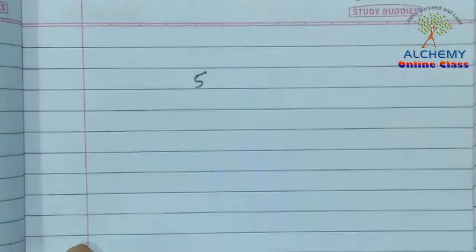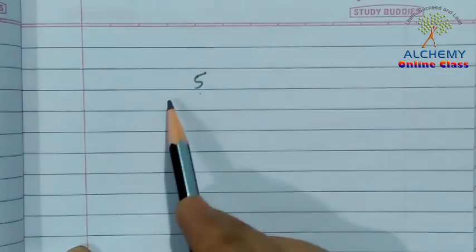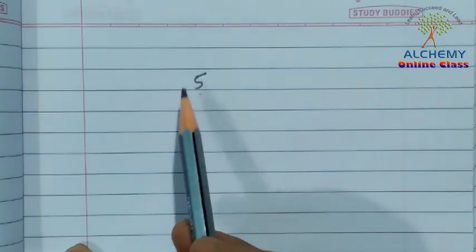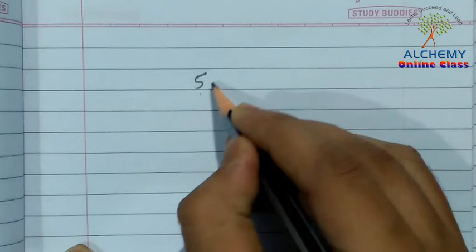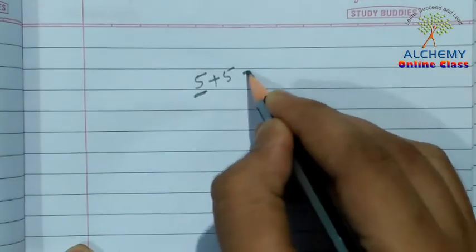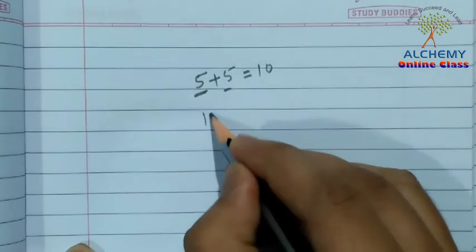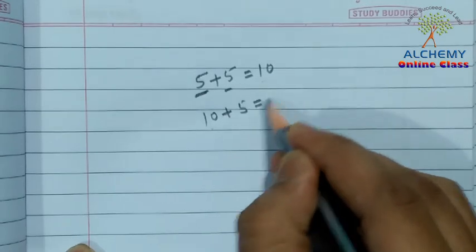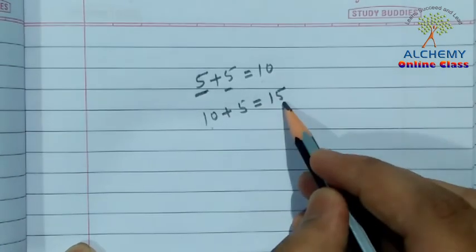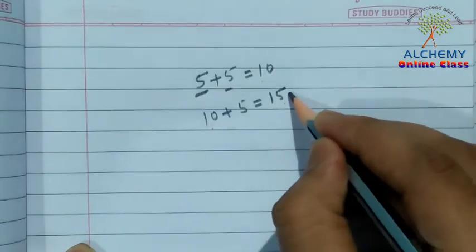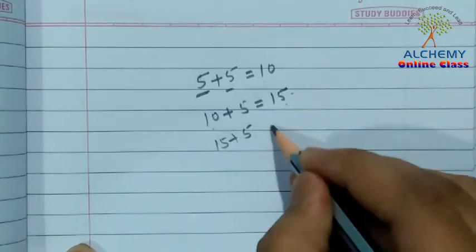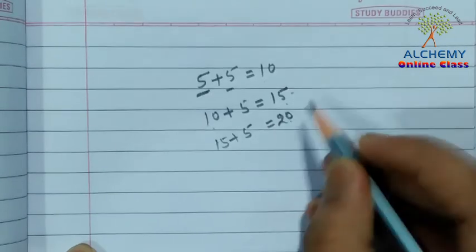So let's find out how we can find the multiples. We can understand it by taking an example. Suppose that we have the number 5, and we know that this 5 is a multiple of 5. So when we add 5 to this 5, we get the next multiple after 5, which is 10. When we add 5 to 10, we get the next multiple after 10, that is 15. And when we add 5 to 15, we get the next multiple, that is 20.